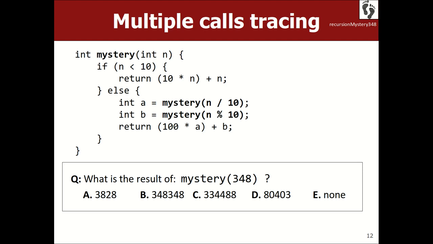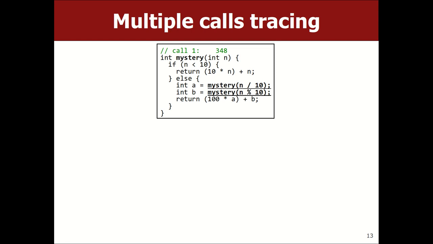I want to walk through the different calls that are made to help make sure people understand why that might be the right answer. So if you look at the original call, that's the code. And so n is 348, right? So it doesn't go to the if, it's not less than 10. So it goes to the else. So it calls mystery twice. It calls mystery on n divided by 10 and on n mod 10. N divided by 10 is everything except the last digit, that's 34. And n mod 10 is only the last digit, that's 8. So it splits off the 34 from the 8. So those are going to be two calls that come out of here.